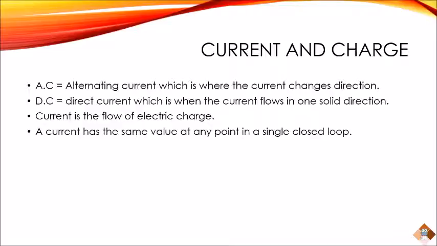The other type of current is DC. DC stands for direct current, which is when the current flows in one solid direction. The electrical current is the flow of electrical charge. A current has the same value at any point in a single circuit closed loop.